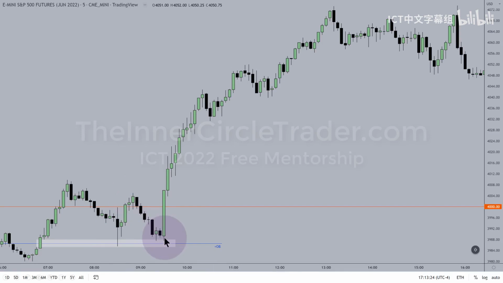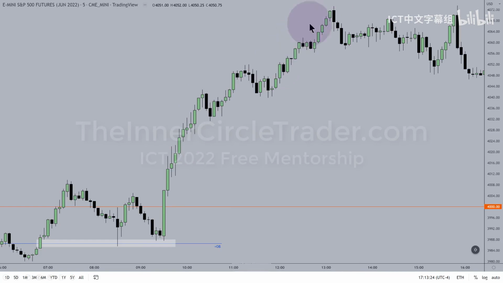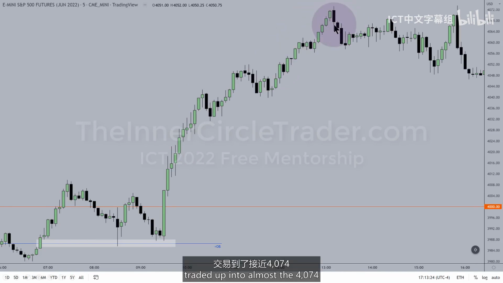And then at 9:30, this candle here explodes to the upside, takes off, and starts digging deeper into that. All right, so it traded up into almost the 4,074 level, looks like almost. So we'll be looking for a continuation of the upside, 4,095. 4,100 is next consideration.